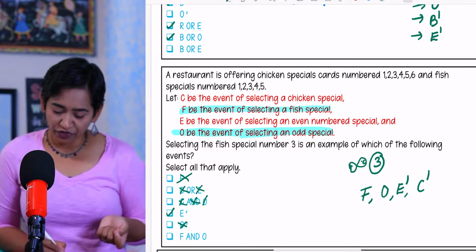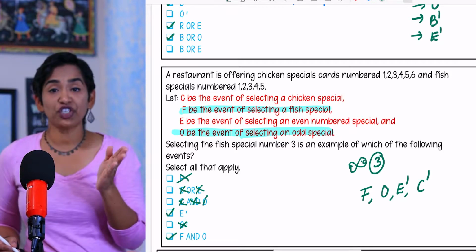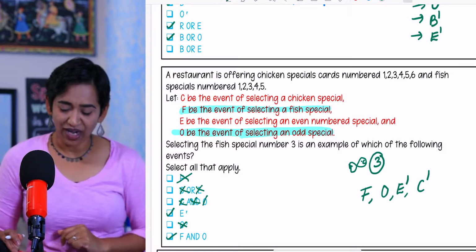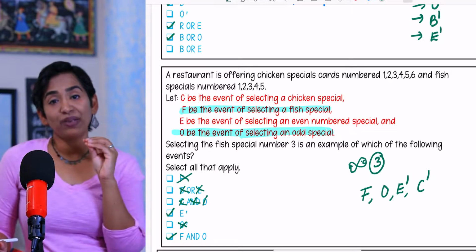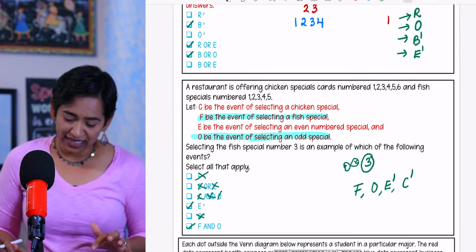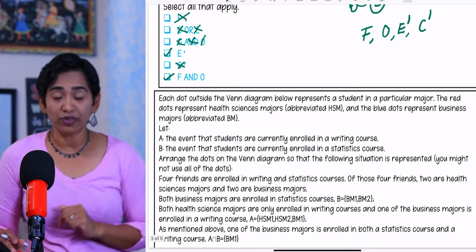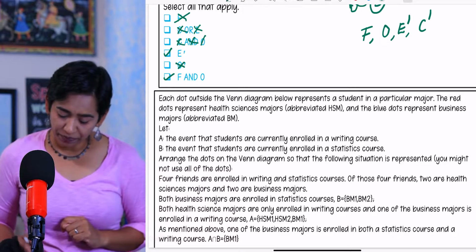And let's see the next one. Fish and O. Yes, that's true. Because it's fish and it's odd. All right. So take one example at a time and see if that satisfies. All right, let's go ahead. For this one, I have to go ahead and pull up your homework problems. So let me go ahead and pull that up.